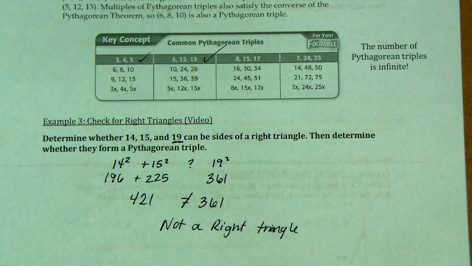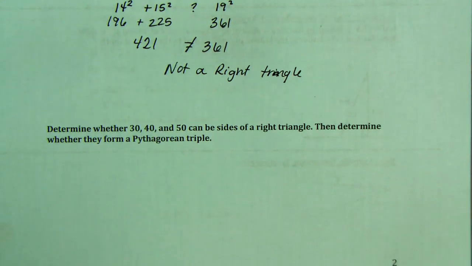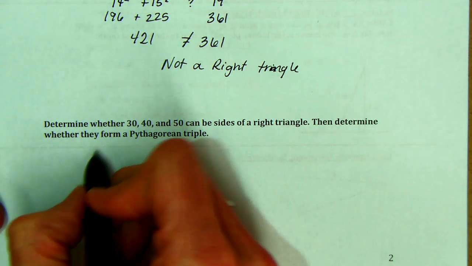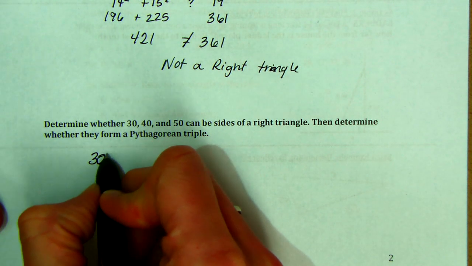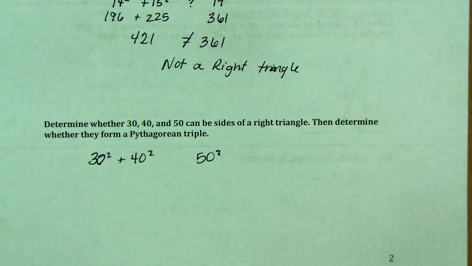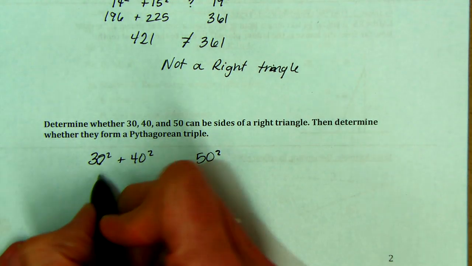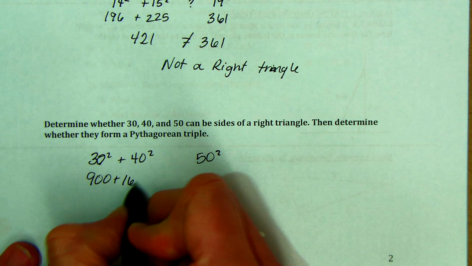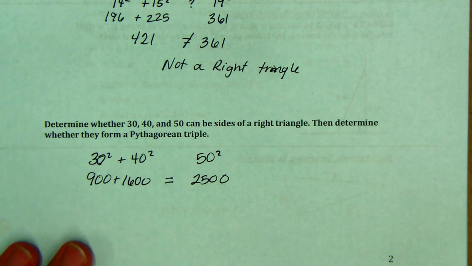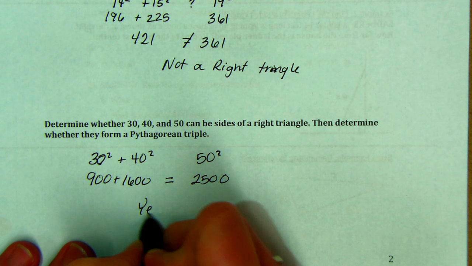Okay, down here on the second example, 30, 40, 50 can be sides of a right triangle. We'll find out if you need to do this: 30 squared plus 40 squared. Now, some of you may have just identified, hey, it's a 3, 4, 5 triangle, they're just all multiplied by 10, which is true. So this is 900, this is 1600, this is 2500, and they are indeed equal. So not only is it a right triangle, it's a Pythagorean triple.